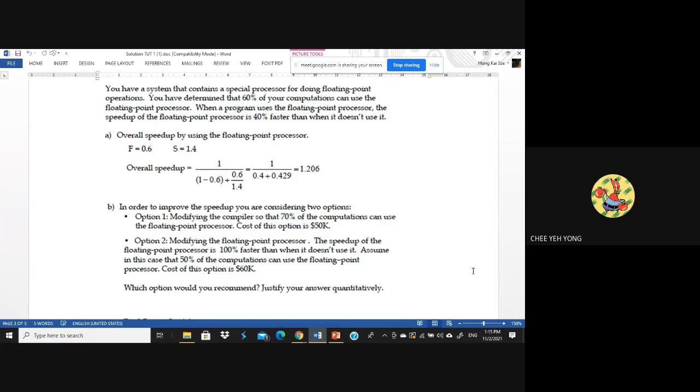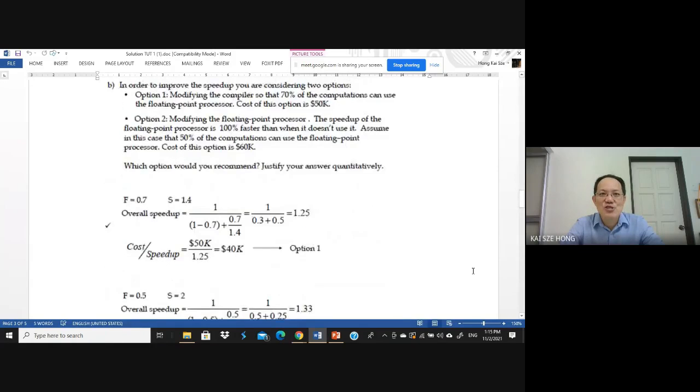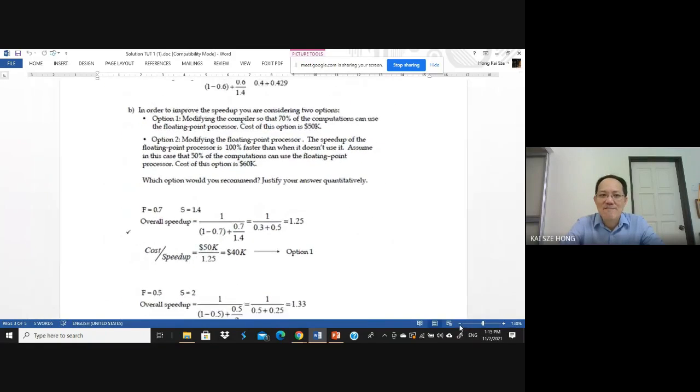Yes, yes. So I will show you the answer, yeah? Okay, so there are two options. First option, you improve the floating point instructions to 70%, and then the speedup remains 1.4, where you use a good compiler.